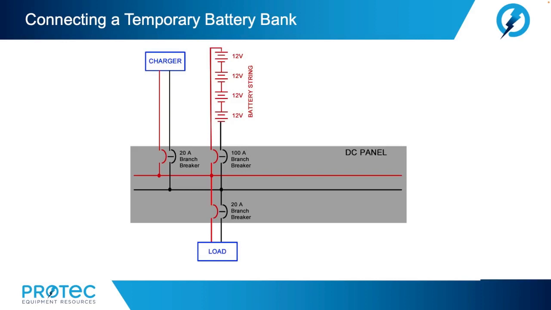Let's move on now and talk about connecting a temporary battery bank. Do not disconnect power to DC loads if at all possible. If it is required, make sure that the appropriate people are aware before disconnecting the DC. Verify polarity when attaching two DC sources together.